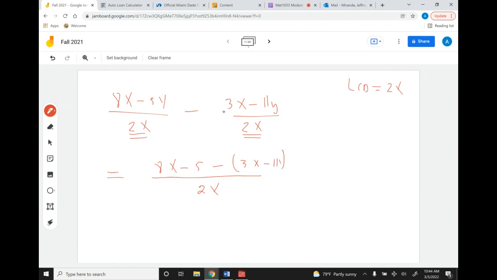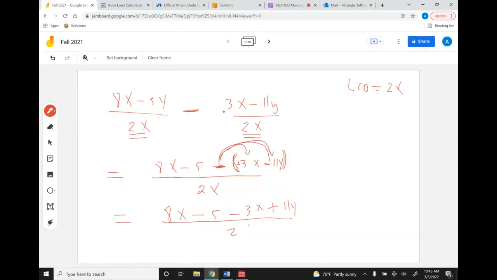Now notice that whenever you have a minus here, it is best to put a parenthesis around here. Why? Because this negative will impact each of these terms. So make sure that you take that extra step. So now what do we have? We have 8x minus 5y. Then I'm going to start multiplying this. Negative times positive is negative 3x. Negative times this negative turns into a positive 11y.